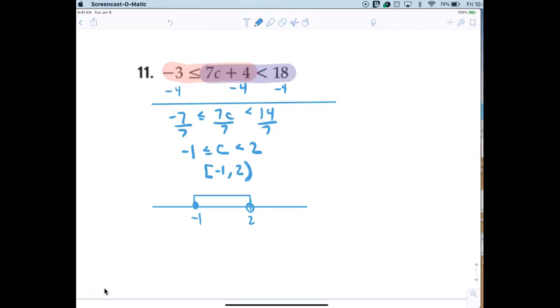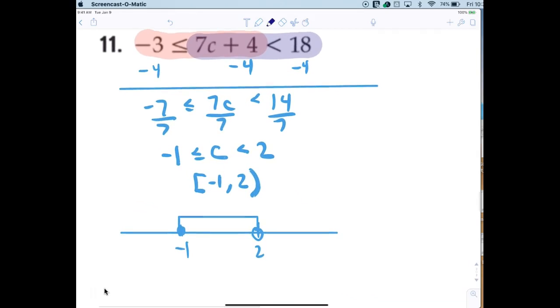Listen to me right here, guys. Read this now. What does that say? C is greater than -1. That's what that means.